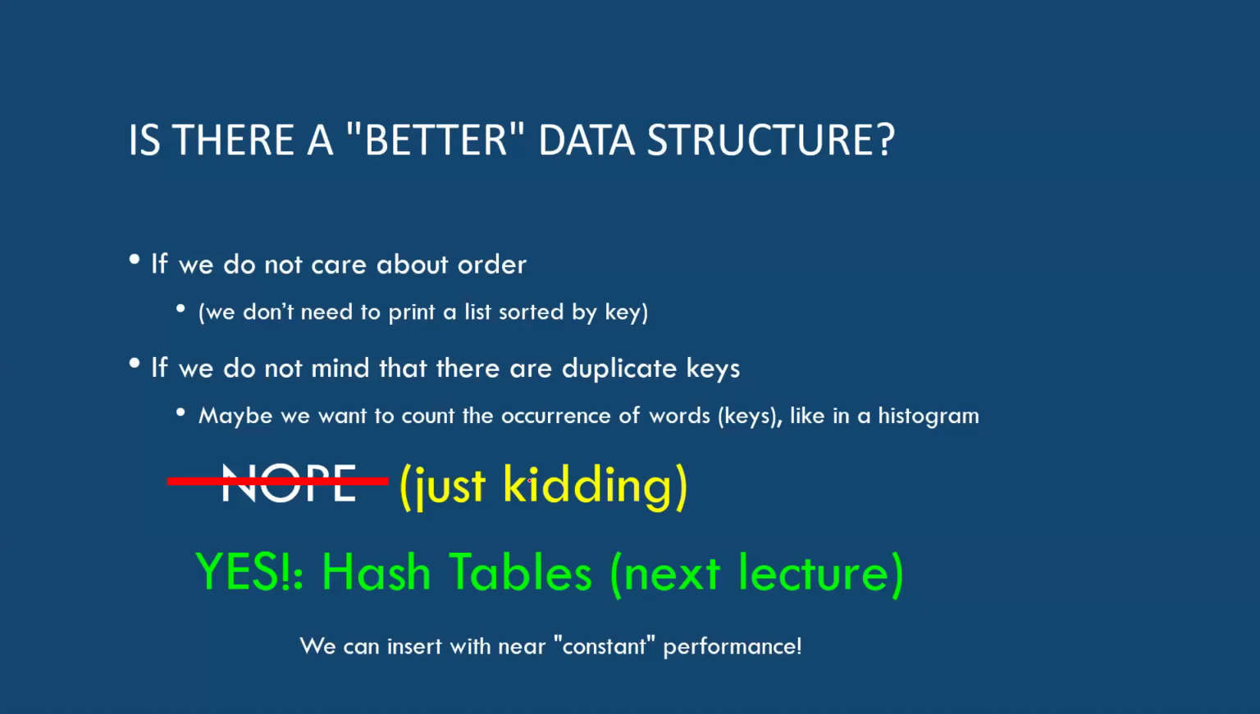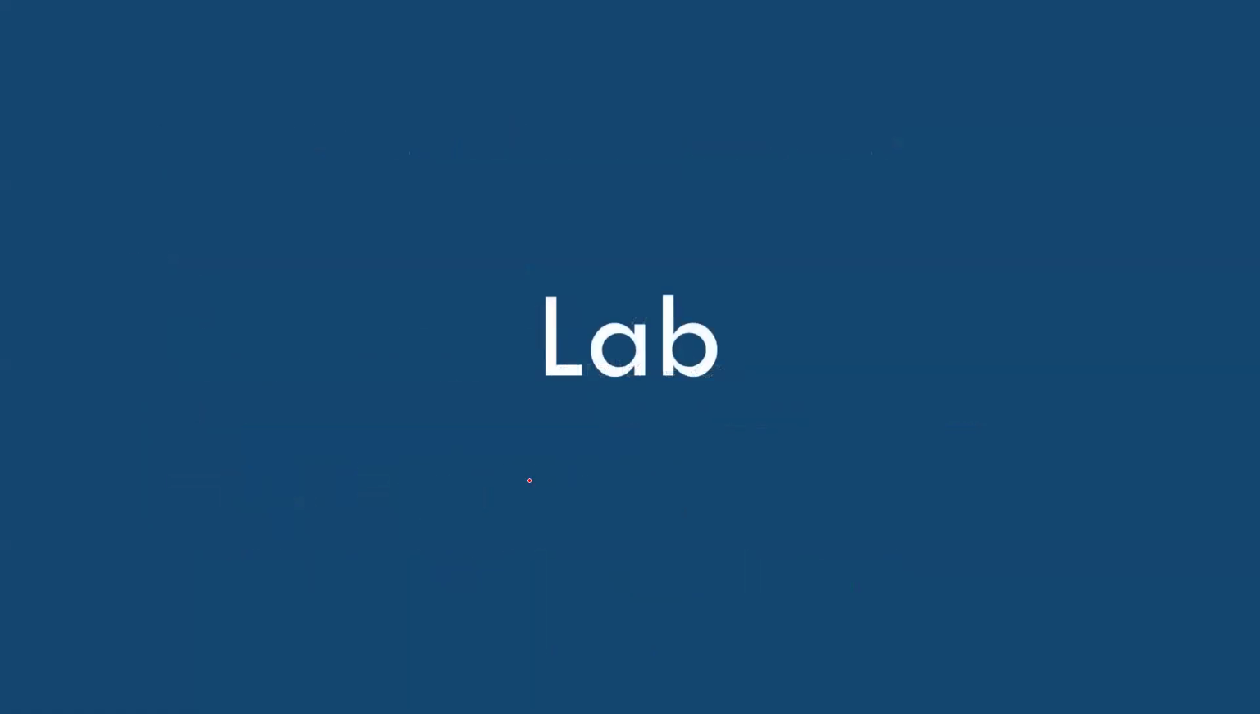A lot of systems where we store key value pairs don't care about whether one license plate is next to the other license plate. We just want to know whose license plate that is, for example. So that's where we're going to go next. We'll leave you with that.